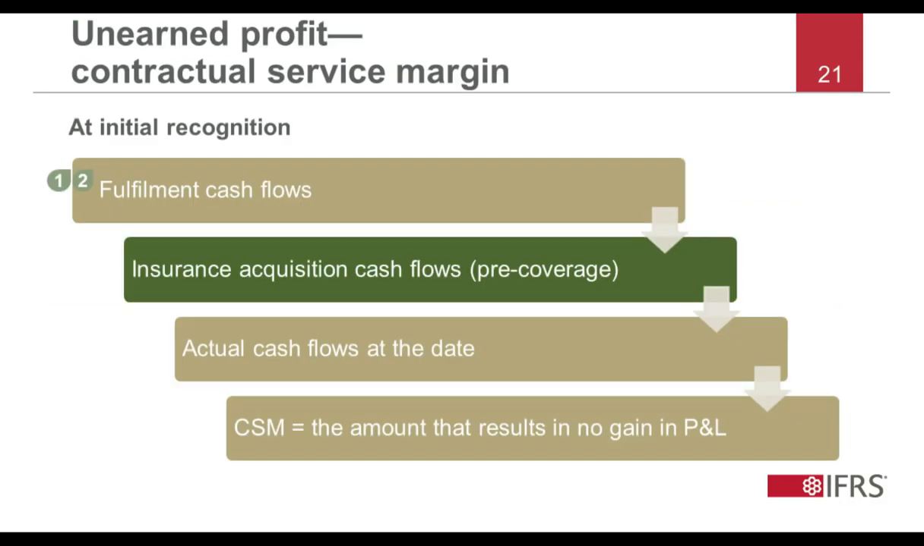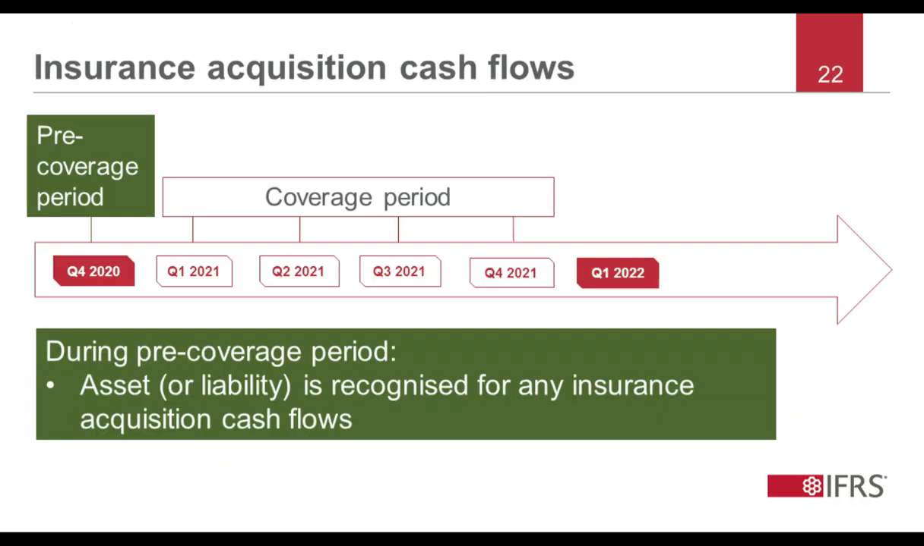The earlier slide considered a simple example, and this slide goes into further details. To determine the contractual service margin at inception, the entity first estimates the fulfillment cash flows as discussed before. The entity would then need to de-recognize any insurance acquisition cash flows that occurred during the pre-coverage period and will recognize as assets or liabilities. I'll talk a little bit more about that in the next slide. The entity will also need to take into account any actual cash flows on the day. As explained before, the contractual service margin is then the amount that eliminates a gain at inception.